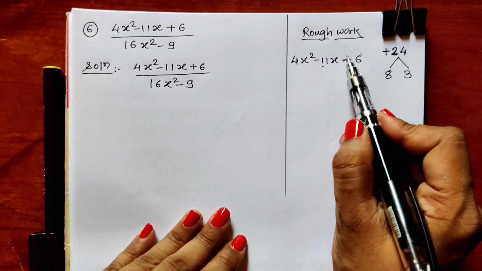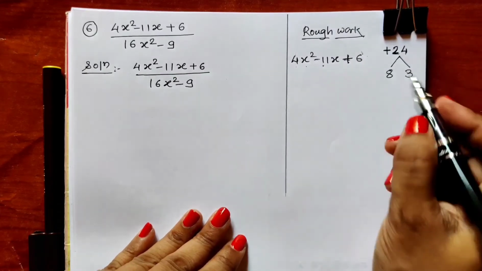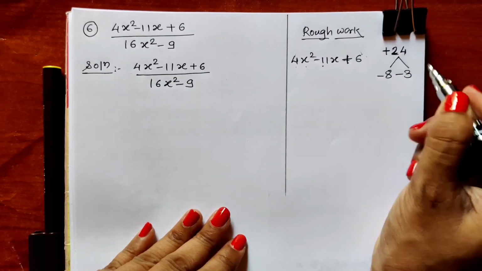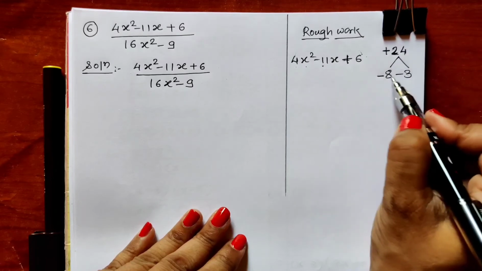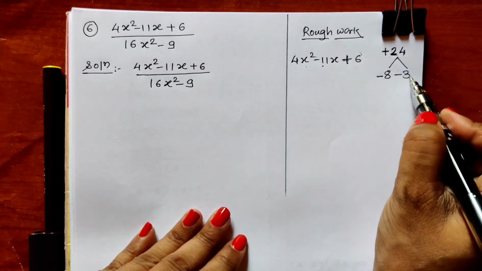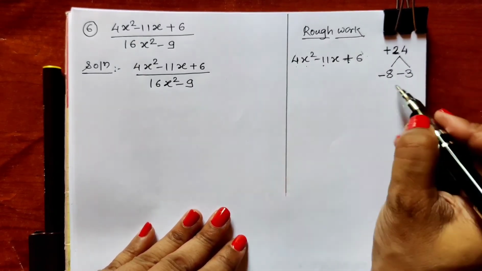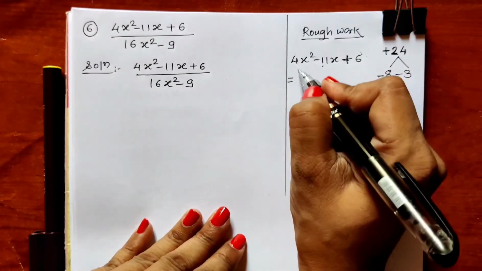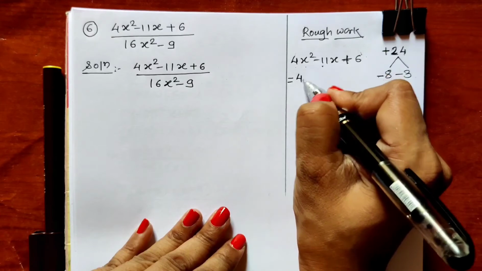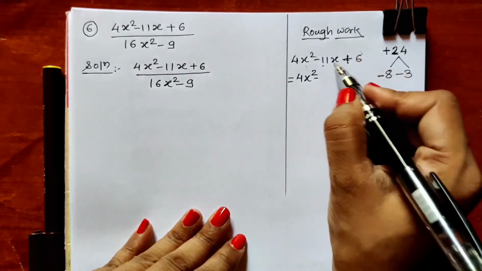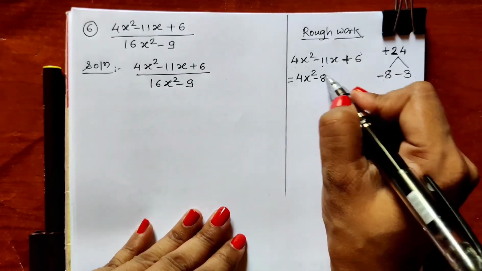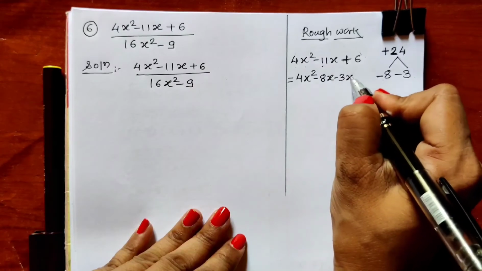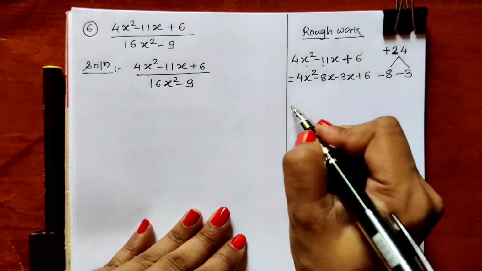Now we are doing addition, so this middle sign should be given to both these factors. We have to give this minus sign to 8 also and to 3 also. So minus 8 minus 3 will be minus 11. Now let us factorize this. First term we write as it is, 4x square. In place of the middle term we will write these two terms, minus 8x minus 3x plus 6.